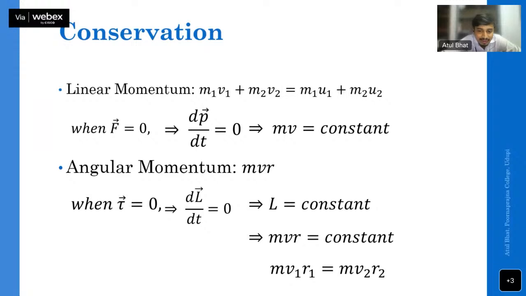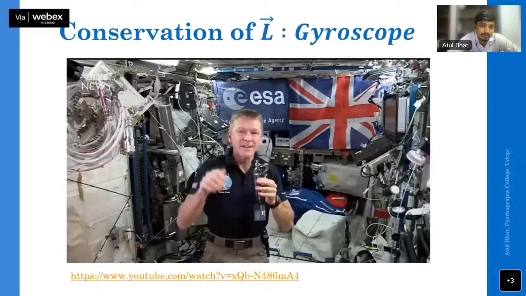Now please understand, this is a balancing equation. If the radius increases on one side, then for the constant to be maintained, the velocity has to decrease. If the velocity increases, then the radius has to decrease, such that mvr will always remain a constant. Okay, we'll give you a few examples.